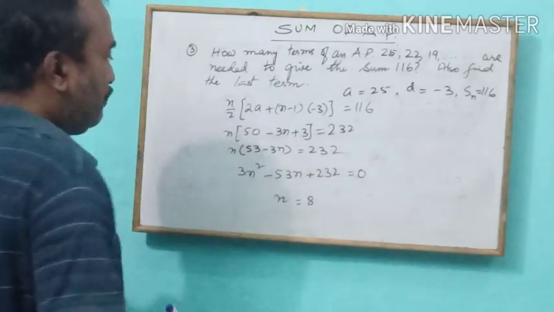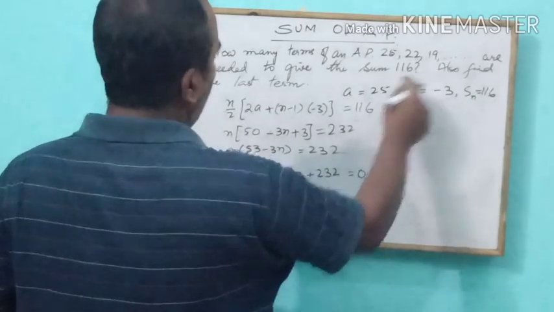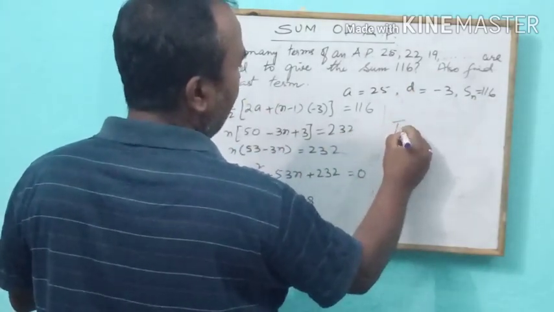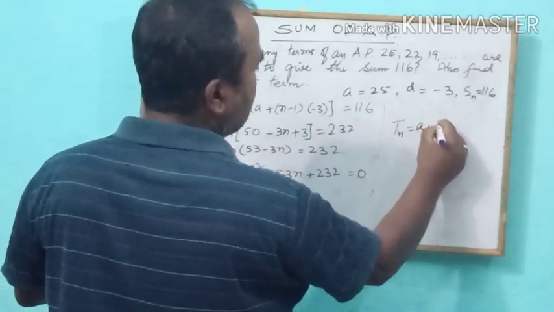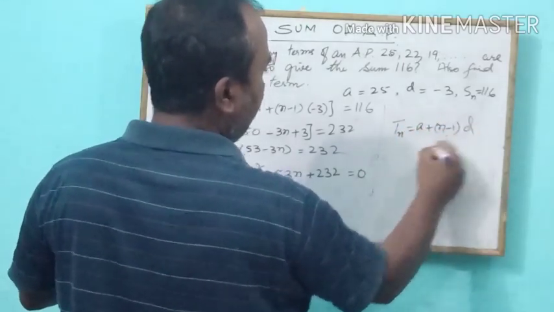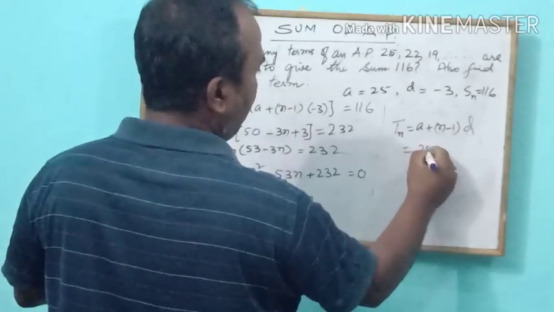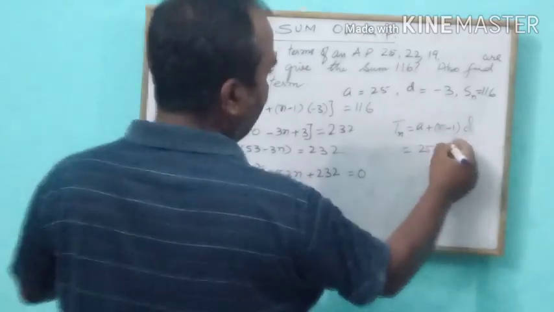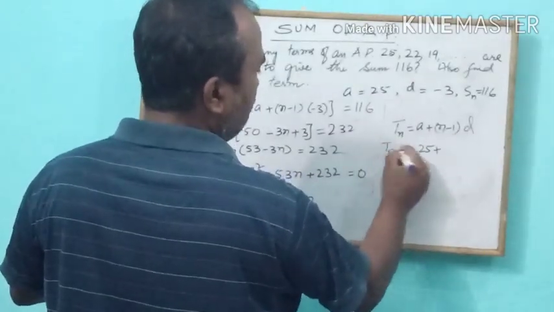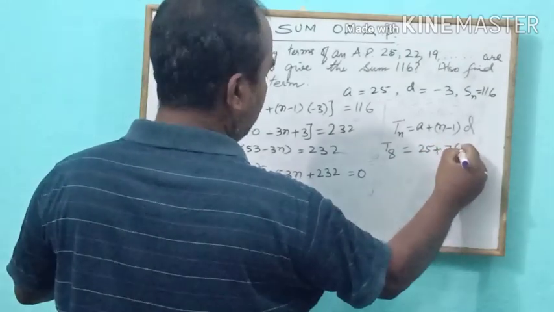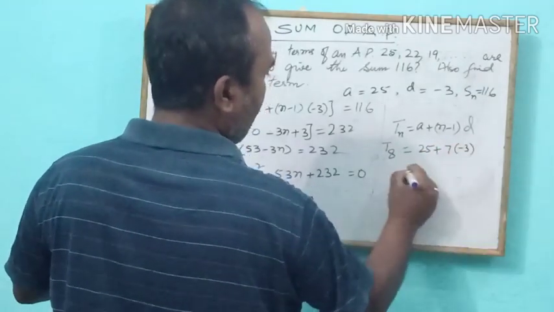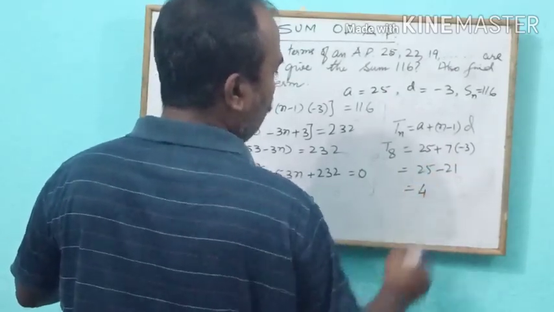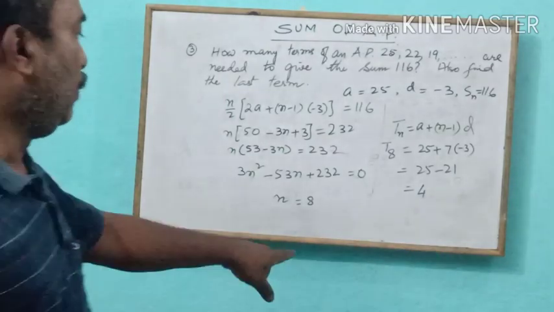This we will solve by middle term factorization. And they have also asked for the last term. So the last term Tn, that is a plus (n minus 1) into d, that is 25 plus, T8 is actually the eighth term, so plus 7 into d, where d is minus 3, so 25 minus 21, that is 4. So the last term will be 4.